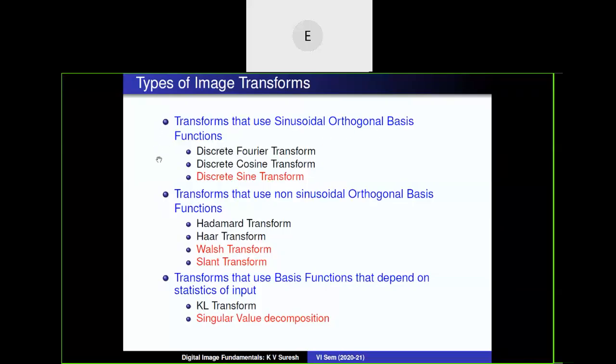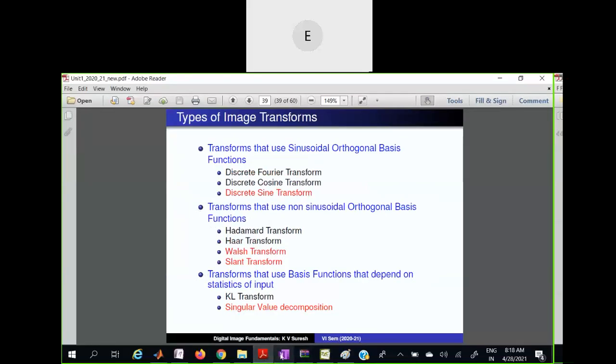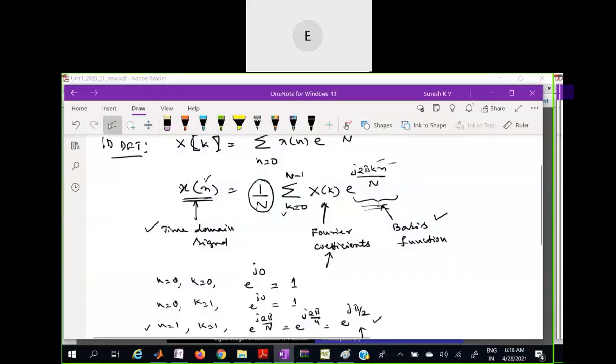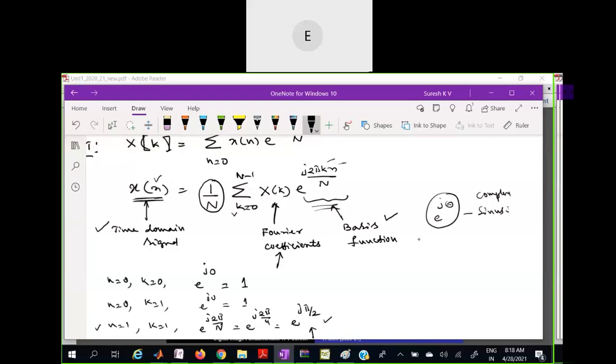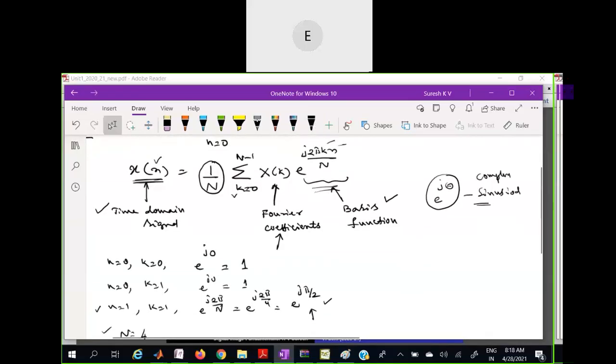In fact, here e to the power of j, all of you know that e to the power of j something, j theta or whatever it is, can be called a sinusoidal signal. Only difference is this is a complex sinusoid. I think this concept was introduced earlier in signals and systems. This is a complex sinusoid. Why do we call it a complex sinusoid?